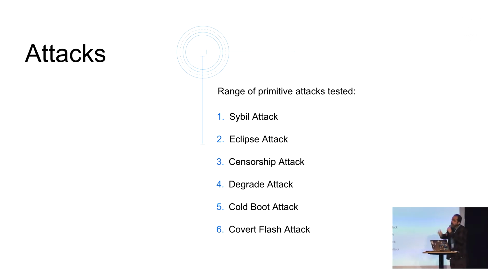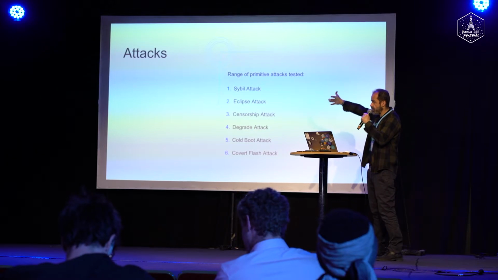Sybil attack. Anyone can spin up thousands of nodes or tens of thousands of nodes and pretend that they are honest players in the game while they're not. And that's the first step. Pretty much every other attack needs to have Sybils in the network.